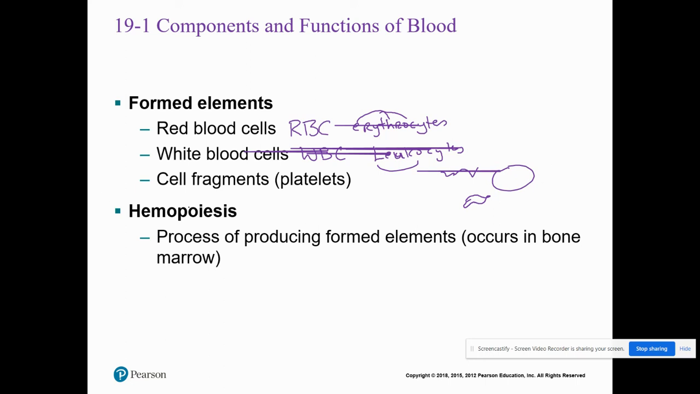All right, hemopoiesis. So I was talking about the formed elements. This does happen in bone marrow. And I'll get more into bone marrow transplants and some cool research later. But hematopoiesis is going to be talking about the formation of white and red blood cells.